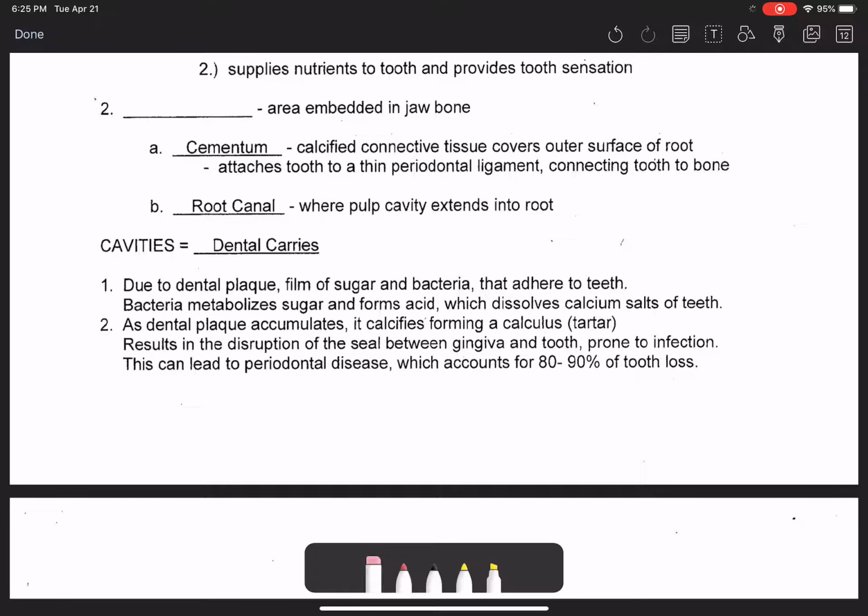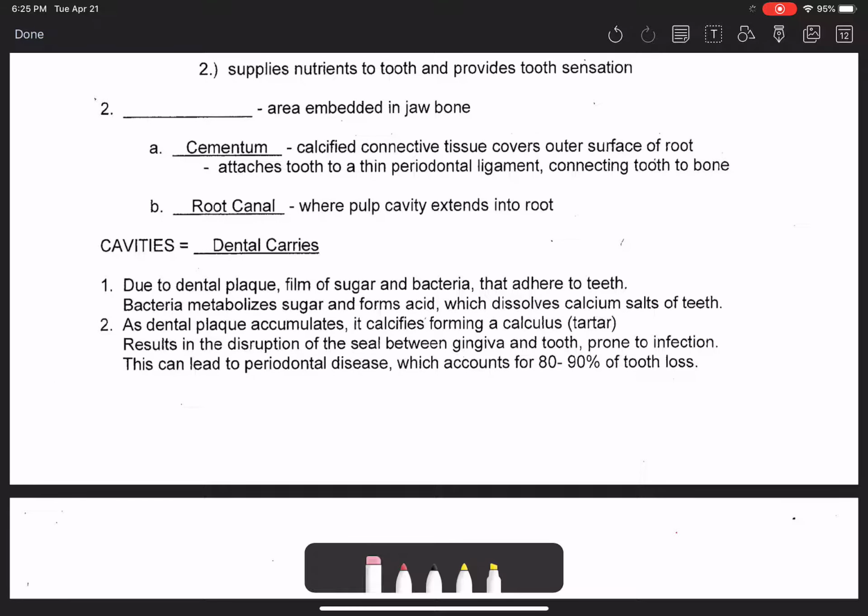So number one, we're going back to the crown. Now you know what the crown looks like. Number one is the crown. The crown is just the area of the tooth that's above the gingiva, or gum line, if you will. The outermost component of the crown is made up of enamel. It's this brittle ceramic-like material, the hardest substance in the body. It's heavily mineralized with calcium salts.